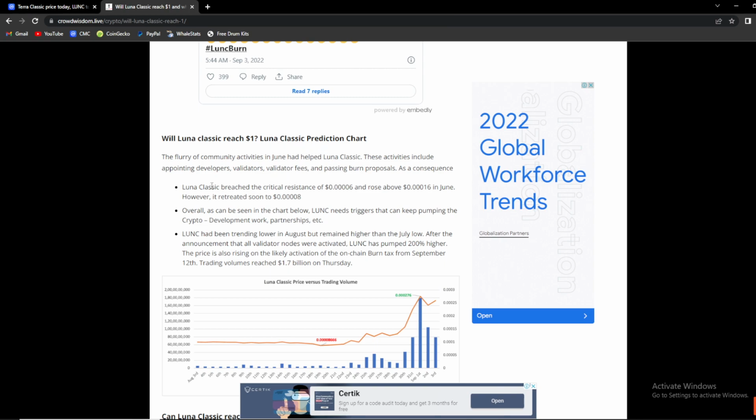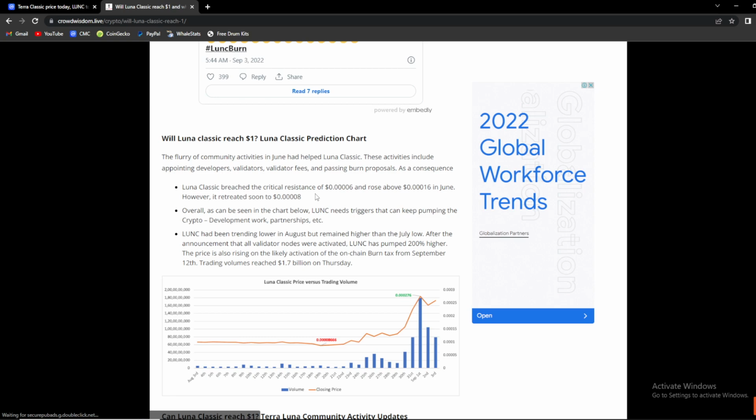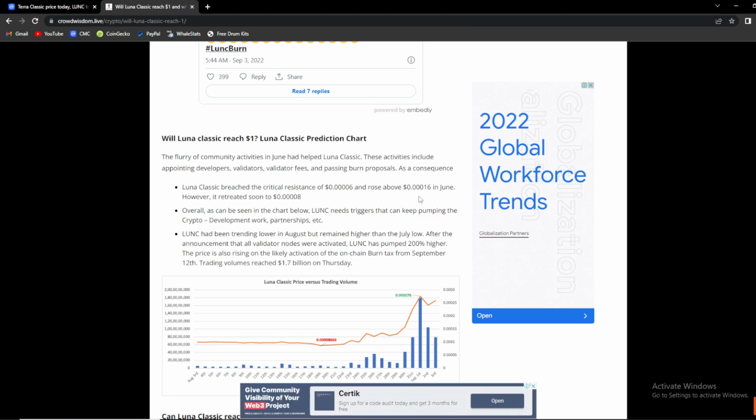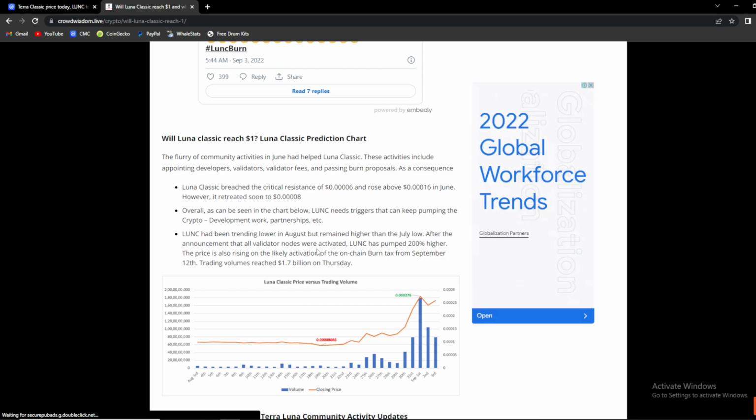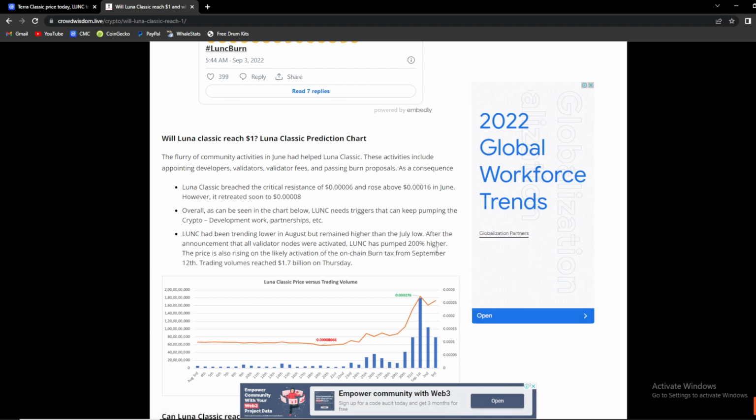Luna Classic price prediction. Basically, Luna Classic breached the resistance of 0.406 and rose above 0.3016 in June. However, it retreated soon to 0.408. Overall, as can be seen in the chart below, LUNC needs triggers that can keep pumping the crypto: development, work, partnerships, and etc. LUNC had been trading lower in August, but remained higher than the July low. After the announcement that all validator nodes would be active, LUNC has pumped 200% higher. The price is also rising on the likely activation of the on-chain burn tax from September 12th. Trading volumes reached 1.7 billion on Thursday.